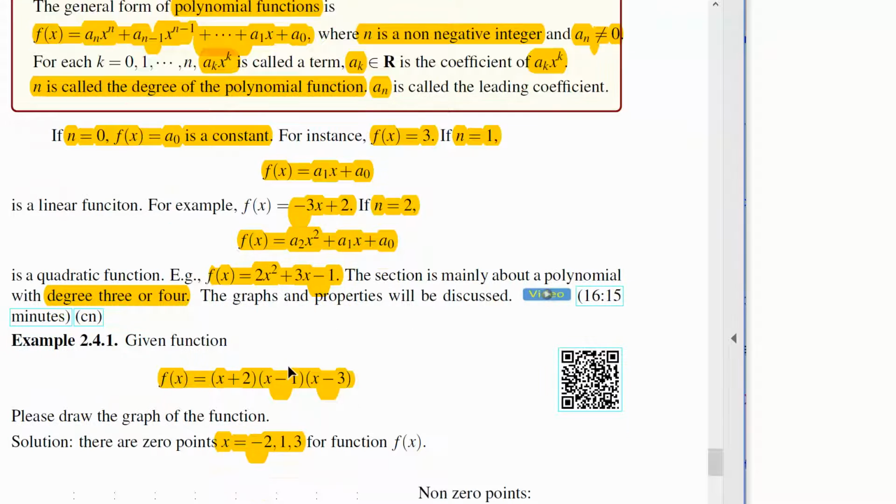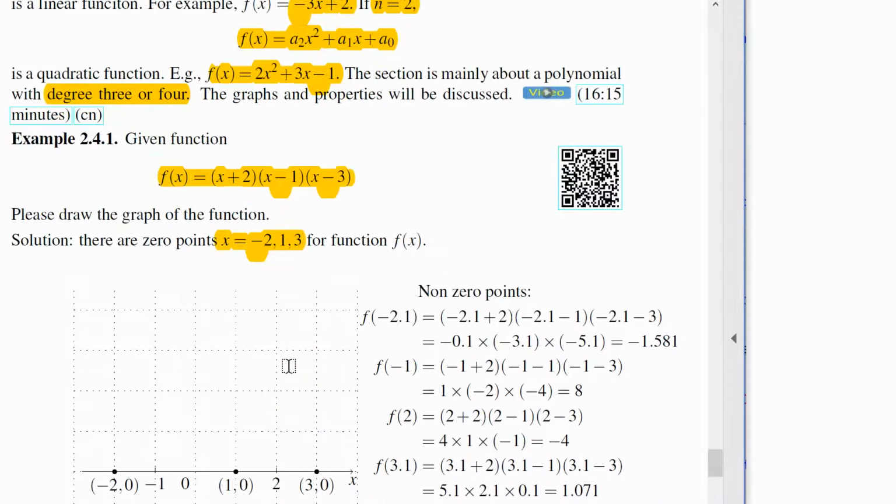That means basically this is the case. You have (-2, 0), which is on the graph right here. This point. And you also have (1, 0), because you plug in 1 here and you get 0. And you have (3, 0) here. You plug in 3, you get 0. So you already know there are 3 points on the polynomial graph.